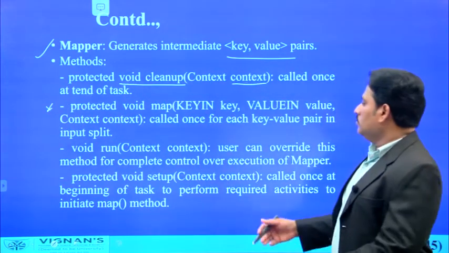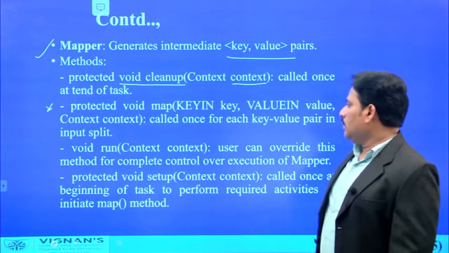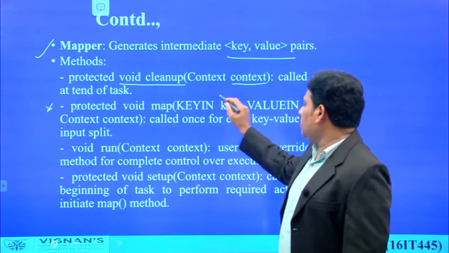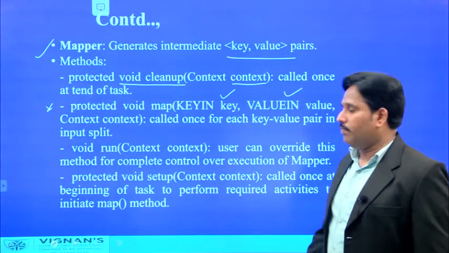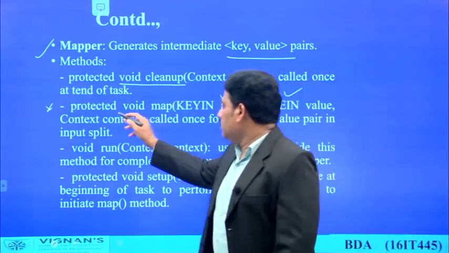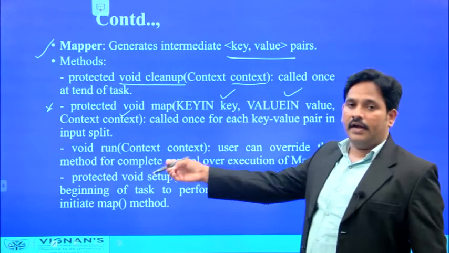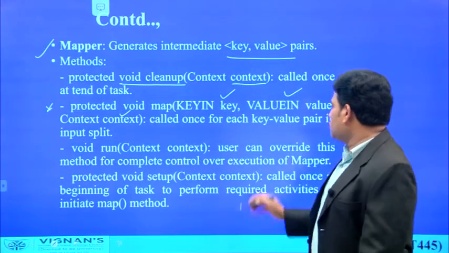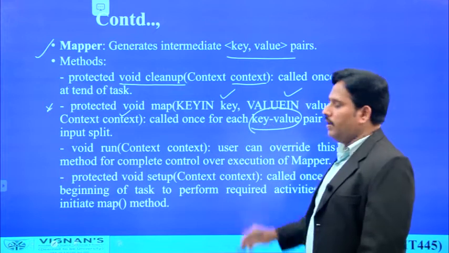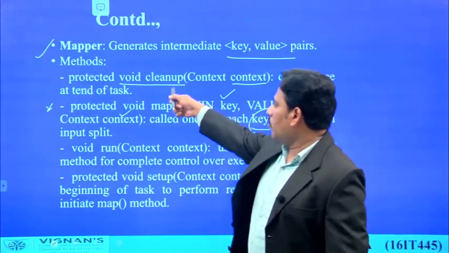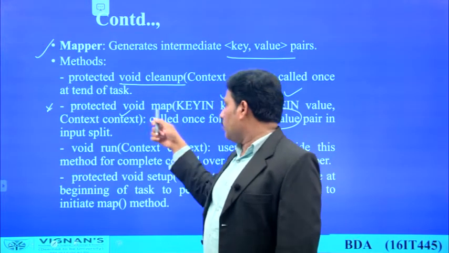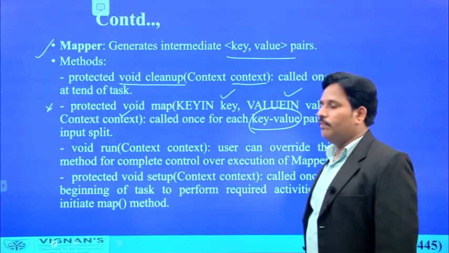It will have 3 parameters. It will have a key input value, a value for every data packet or a word, and the context where the data has been received, called once for every key value pair in every input split. So first, we are calling void cleanup. Next we are calling the void map function with 3 parameters.